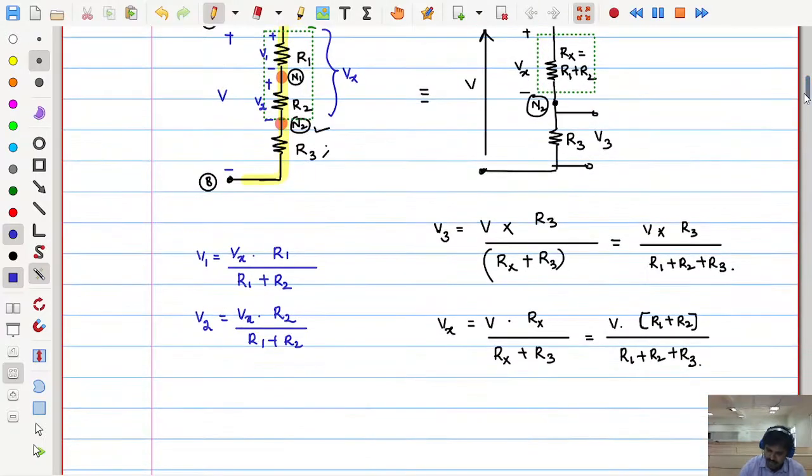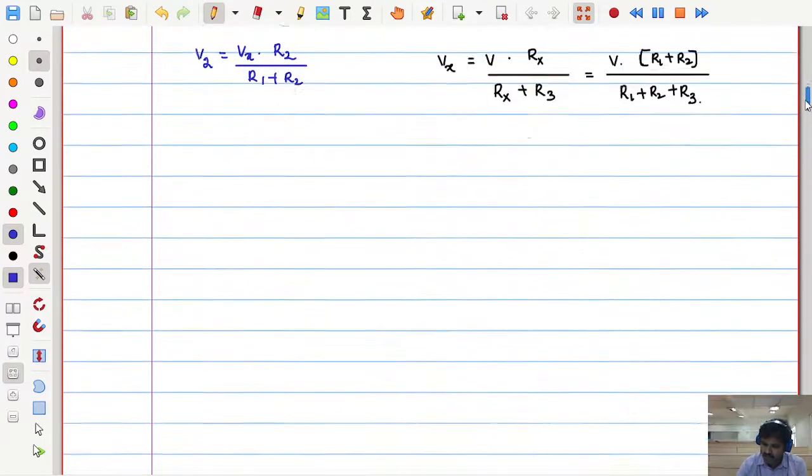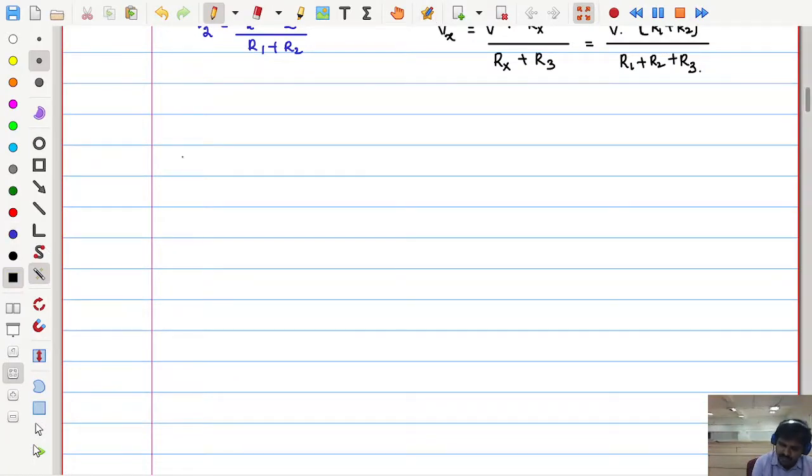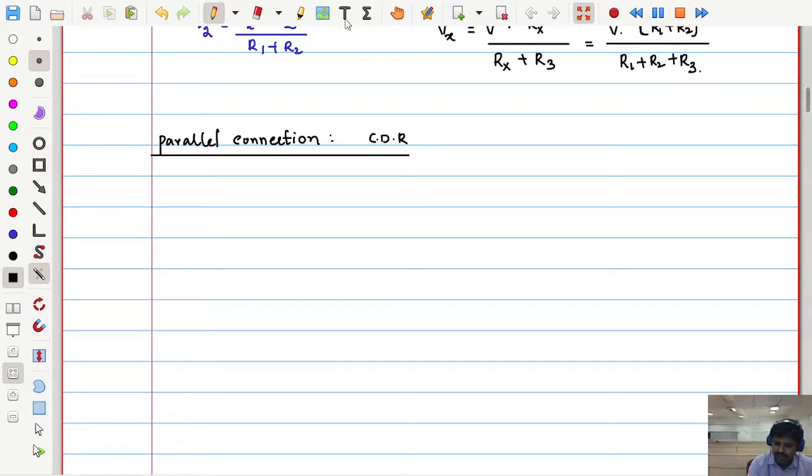Alright, so sometimes a situation may come in this way also, but otherwise I will say with the numerical problems those things. And now let us move on with the next extension, that is the parallel connection. So we have seen the parallel connection and the current division rule, CDR. So let us quickly revise these things and let us solve some problems.